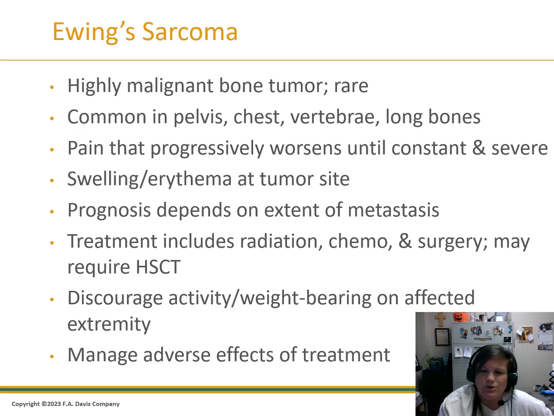The prognosis will depend again on if it's metastasized and to what extent, and the treatment looks a lot like our osteosarcoma does, except it also includes radiation. So an important difference between the osteosarcoma and the Ewing sarcoma management is that radiation is generally ineffective with osteosarcoma, where it is an option for management of Ewing sarcoma. Surgery, chemo, and possible stem cell transplantation.